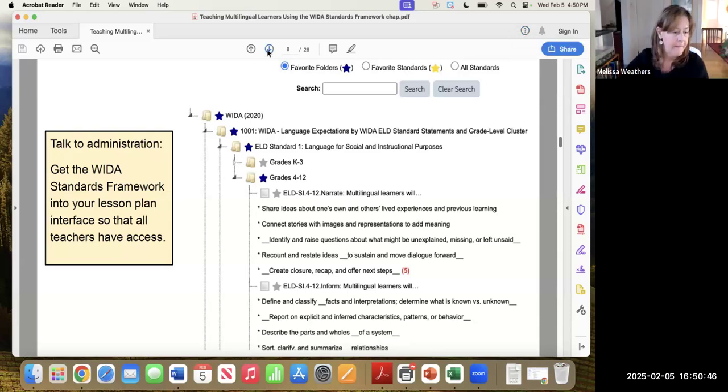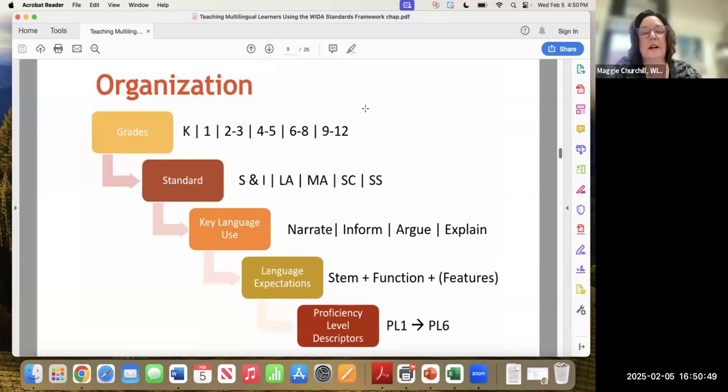Okay. All right, great. So again, here's that kind of nesting organization that gives us an overview of what the standards framework looks like. So these are the components or pieces of the framework. Of course, it's organized by those grade level clusters, the WIDA grade level clusters that we're familiar with. That's where I would recommend starting. Even if you teach multiple grade level clusters and you're feeling overwhelmed, just start with one of them. Start with the one where you're maybe more comfortable or you have the most students. It's totally fine. Our standards are still the same: social instructional, language arts, math, science, social studies.